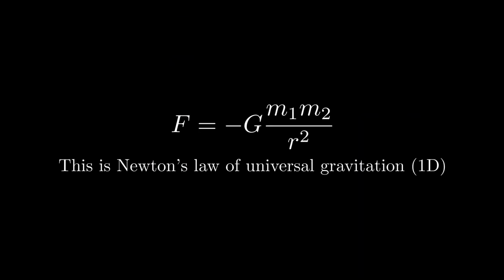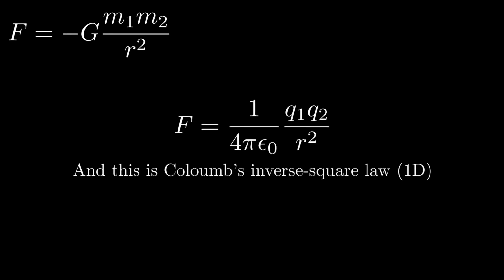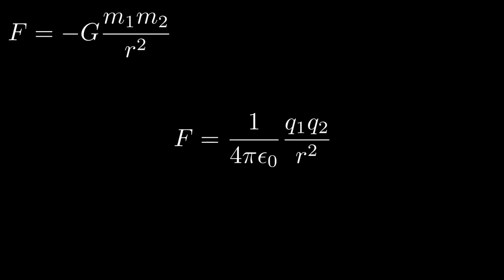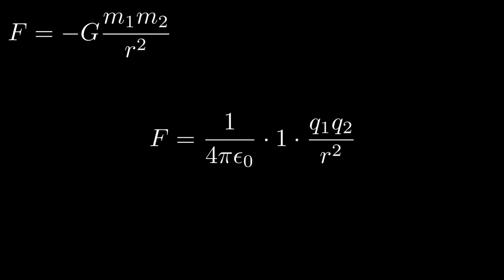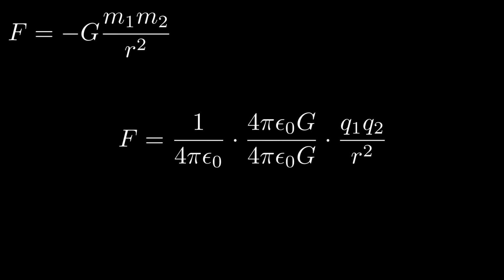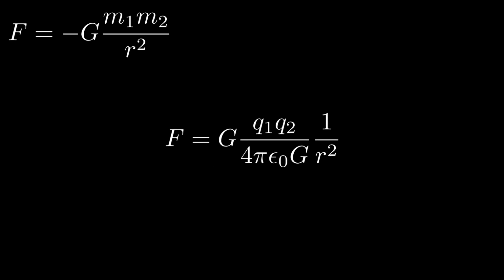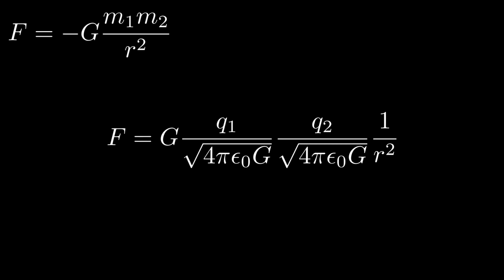This is Newton's law of universal gravitation. And this is Coulomb's inverse square law for electricity. Let's rearrange these terms and multiply everything by 1. This is kilograms, and this is kilograms too.